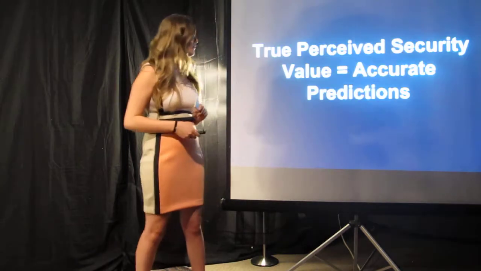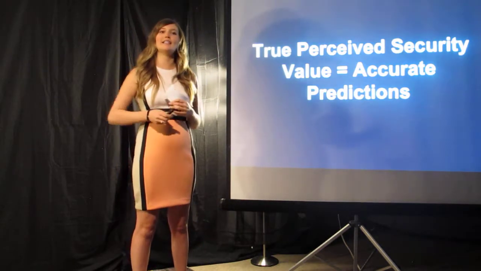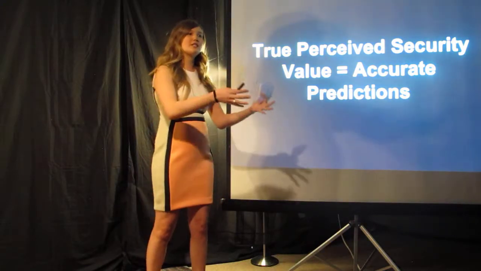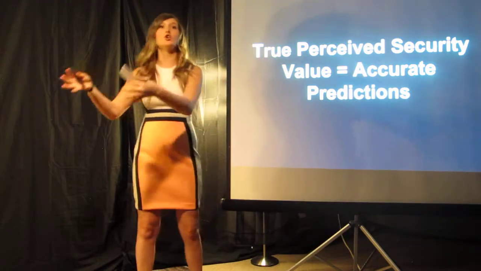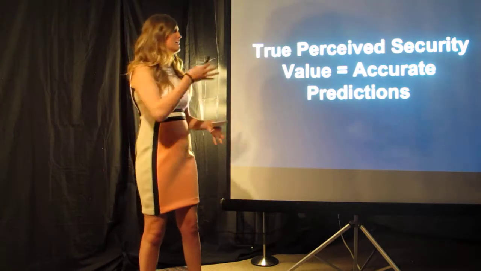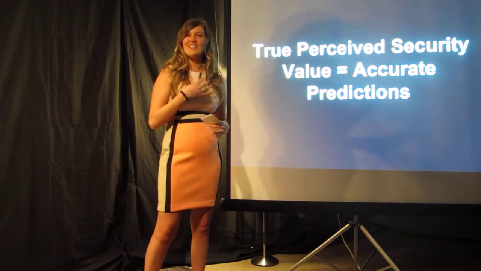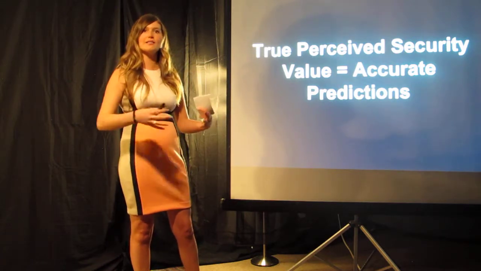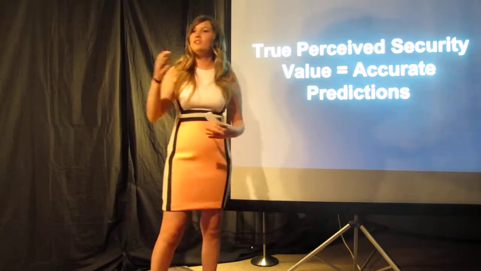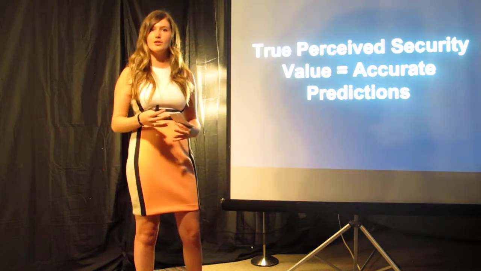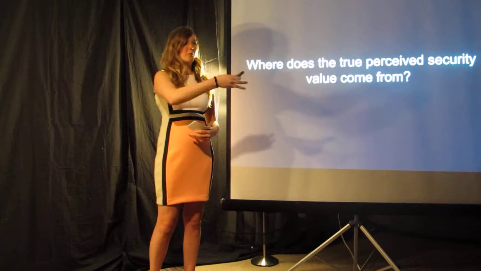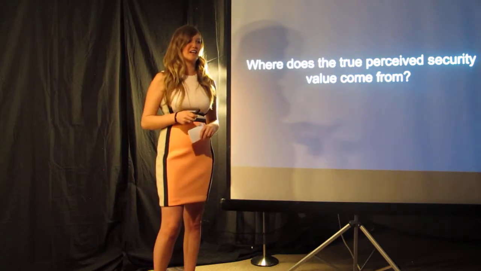So this leads me to a key idea here, which is the true perceived security value, the perceived security value in the eyes of the majority, not the individual, is what allows us to make accurate market price predictions, right? Because if we know the security value, we know which way the market price is going to fluctuate. So it's intuitive to now ask, well, where do we find this true perceived security value?